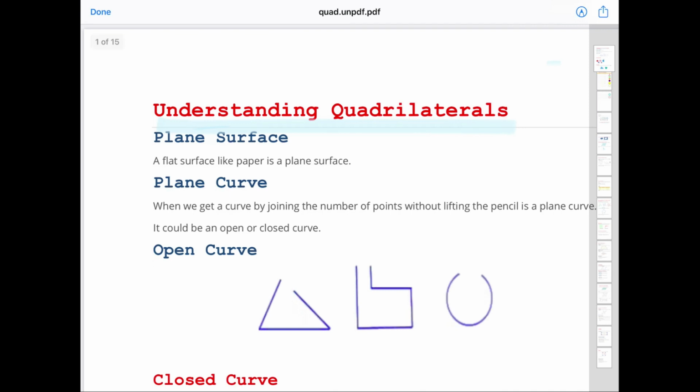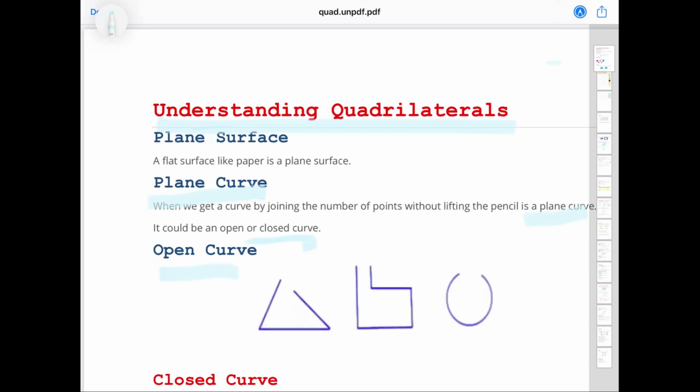Now after that, you should know what a curve, a plane curve, is. A plane curve is when we get a curve by joining a number of points. If you have taken so many points and you are joining these points without lifting your pencil, it is a plane curve. The plane curve can be open and it can be closed also.